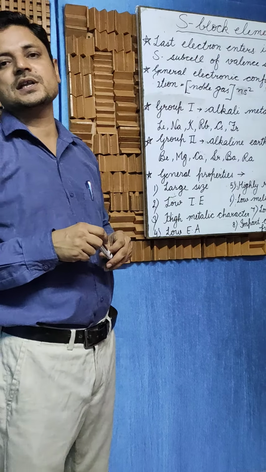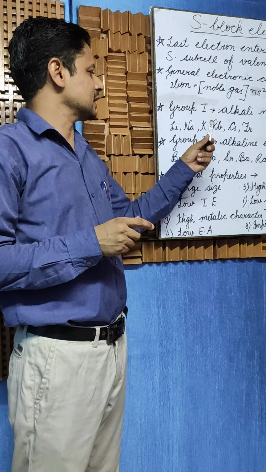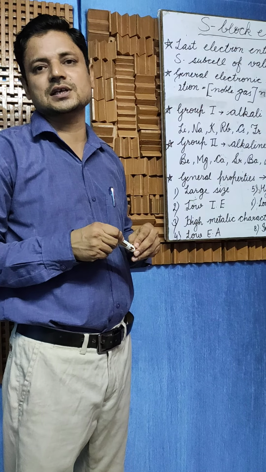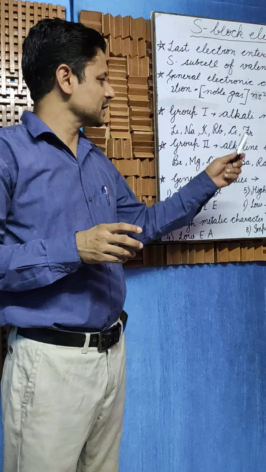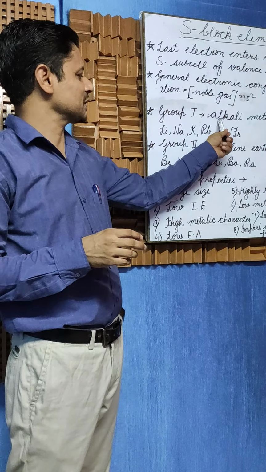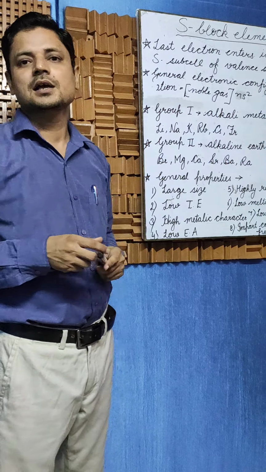And the last property is basic character. The alkali and alkaline earth metals are basic in nature because of low ionization energy. Both are basic. Out of alkali and alkaline earth metals, alkali are more basic and alkaline are less basic.